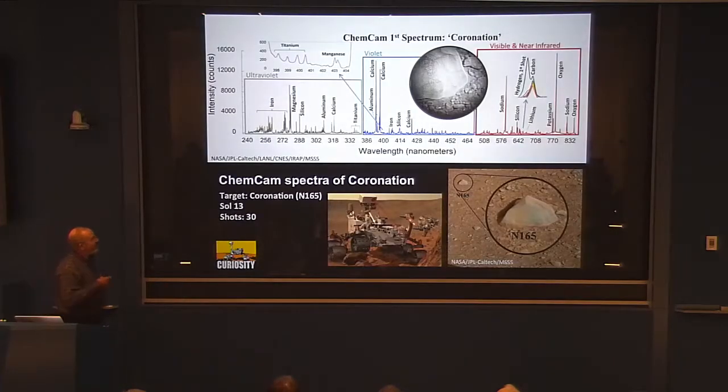This is the first remote sensing chemical data that came from the ChemCam. There's a rock they call Coronation, and basically it zaps the rock with a laser, generates a plasma, measures the spectrum that comes back, and gets very detailed elemental composition, and that enables inferences about the mineralogy of this rock, which is basically basalt. But then the whole surface of Mars is basalt, and that's the expected result.